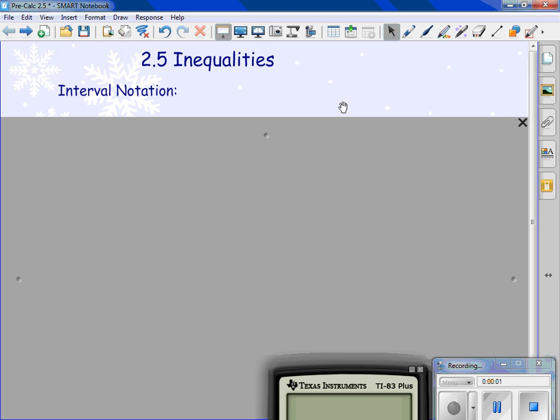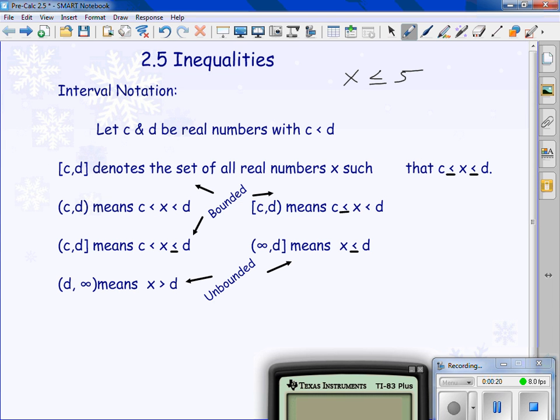Inequalities. The first thing, the way we have to write our problems, we're now going to write them in interval notation. No longer are we going to write x is less than or equal to 5. Those are no longer answers. You need to write it in interval notation. I'm just going to put everything up here. So in the example, what do we get?